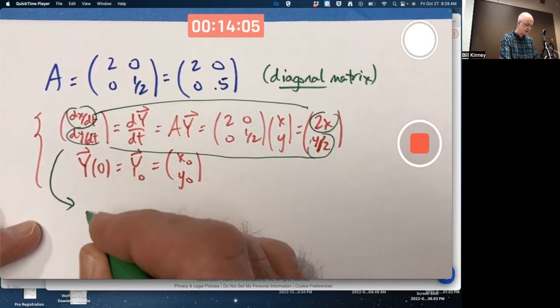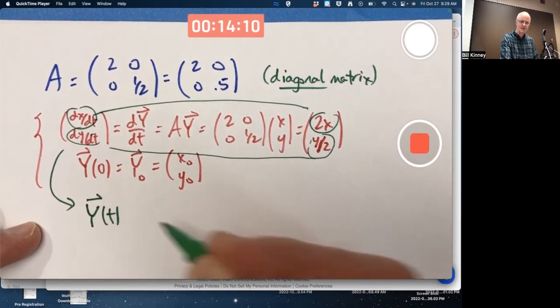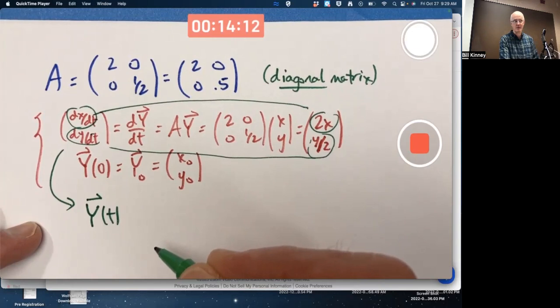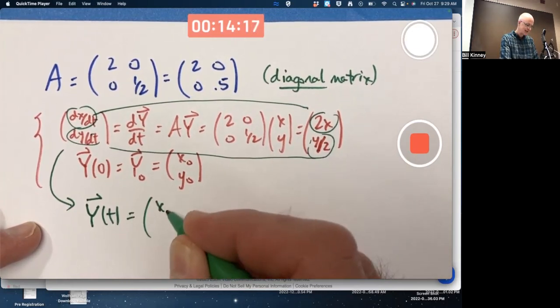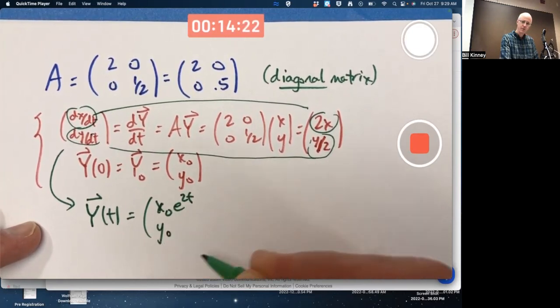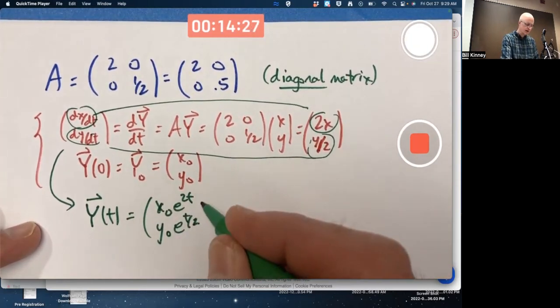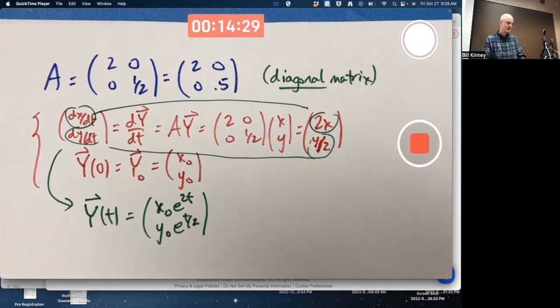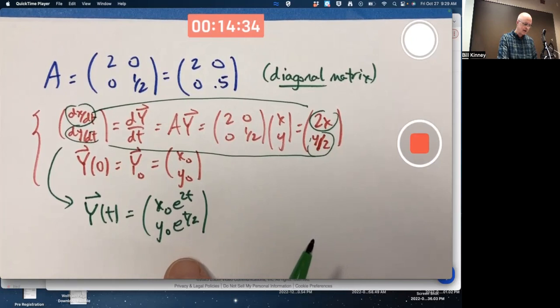So your solution, which you could write with the book's notation, y of t like this, or you could use my capital Phi notation if you wanted to, is x naught e to the 2t for the first component and y naught e to the t over 2, or if you prefer, e to the 0.5 times t for the second component. If you think of x naught and y naught as fixed, this is a unique solution of this initial value problem.